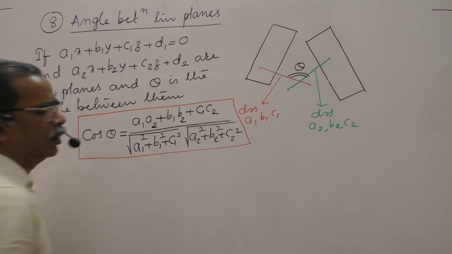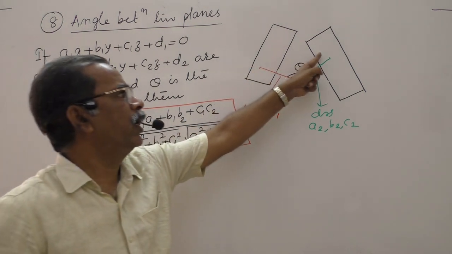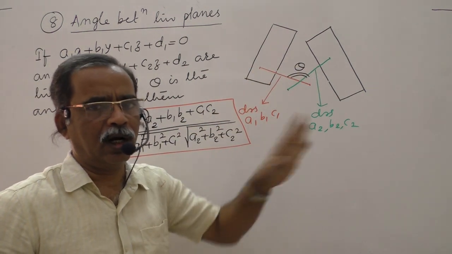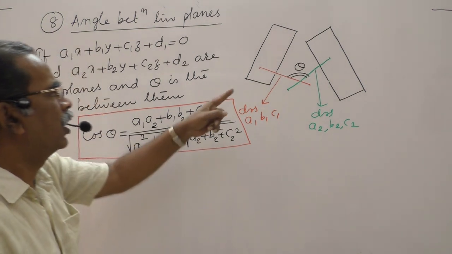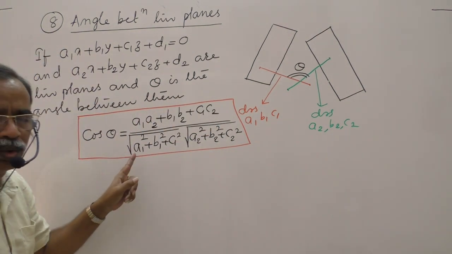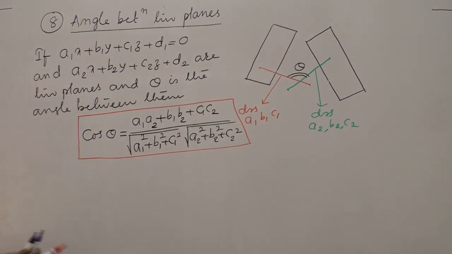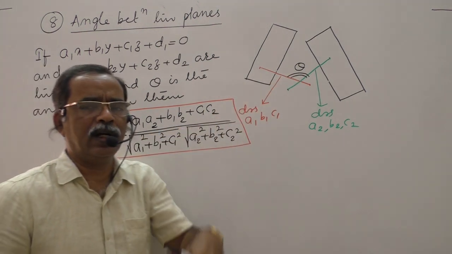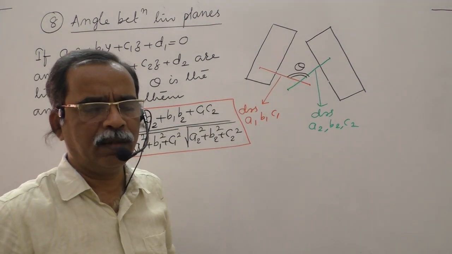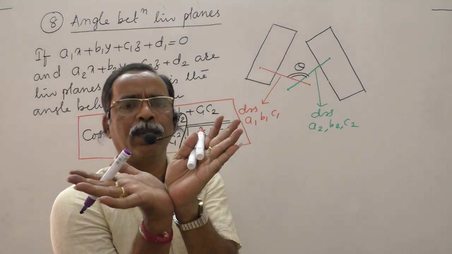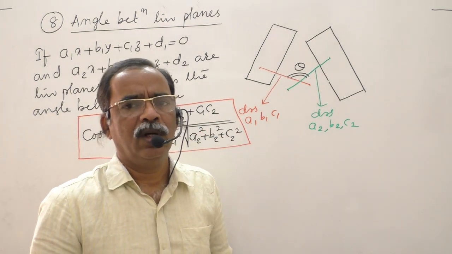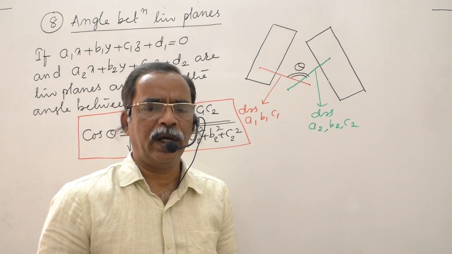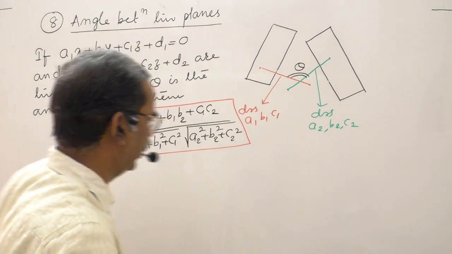By definition, the angle between two planes is the angle between their normals only. That angle can be found using this. We will see some properties here. For example, if the angle between two planes is 90 degrees, what does it mean? The planes will be perpendicular to each other. In this case, we say the planes are orthogonal planes.